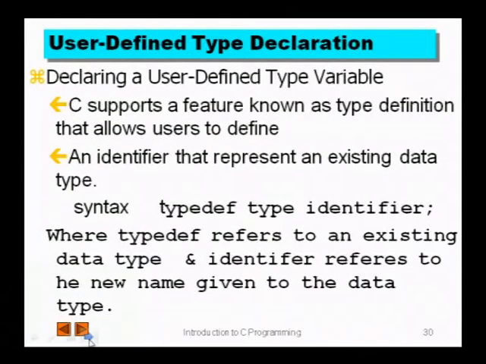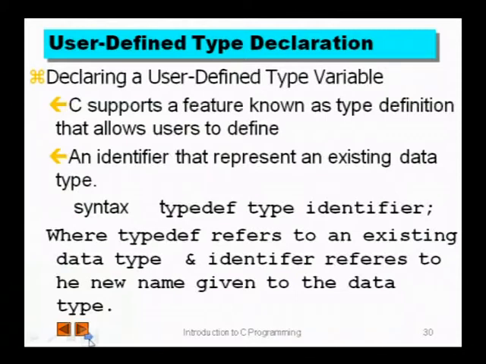Next, in declaration there are also different types. User defined type declaration. As you have seen, there are already 5 data types available. In addition to that, we can have our own user defined data types. There is a feature known as type definition that allows users to define our own data types. We may want a particular set of variables of a particular type, it may be integer, character and so on. An identifier that represents an already existing data type.